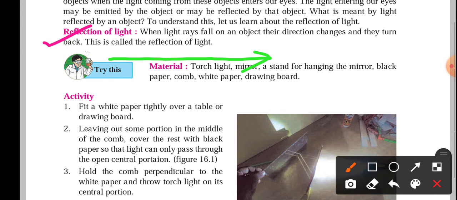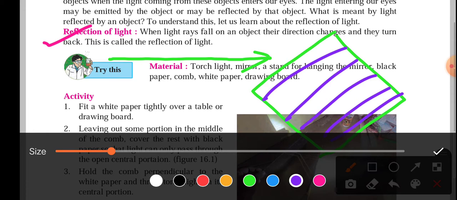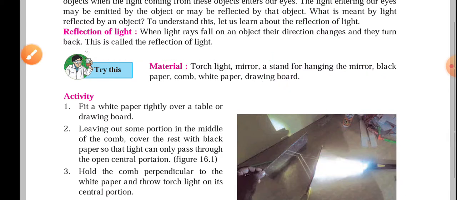But suppose there is an object kept, and this is a surface on which the light ray is falling. Suppose this light ray falls on this, then the light ray will change its direction. It will go in some other direction. So this is what is called the reflection of light. The light always travels in a straight line, but when it strikes a particular object, it changes its path. That phenomenon of light is called the reflection of light.